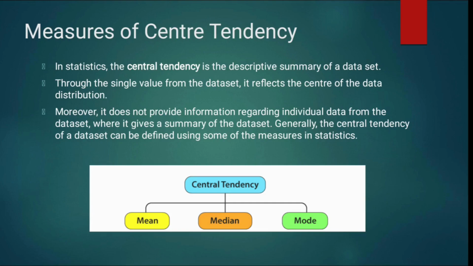So what is measures of central tendency? In statistics, the central tendency is the descriptive summary of a data set. Through a single value from the data set, it reflects the center of the data distribution. Moreover, it does not provide information regarding individual data from the data set, but it gives a summary of the data set. Generally, the central tendency of a data set can be defined using some of the measures in statistics. Generally, it is divided into three parts, that is mean, median and mode.